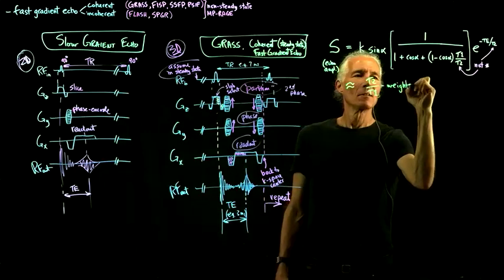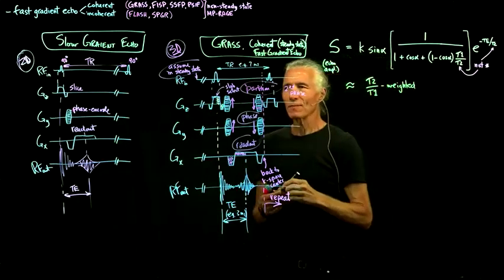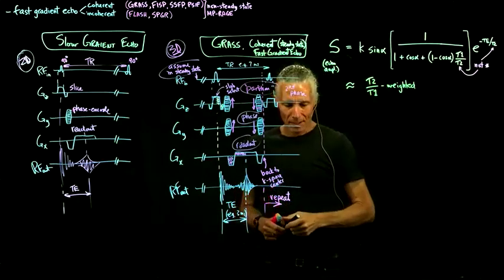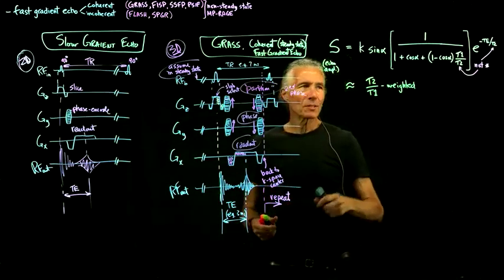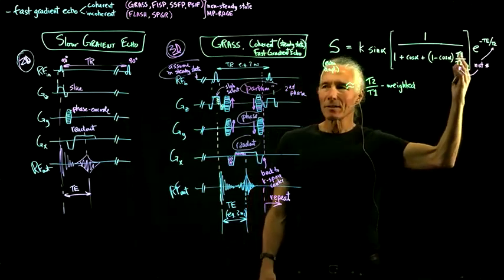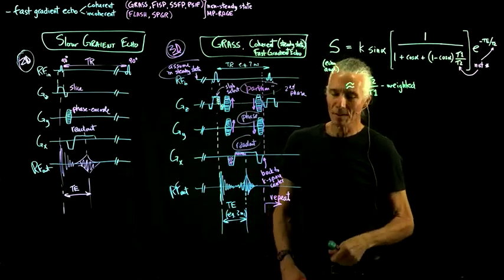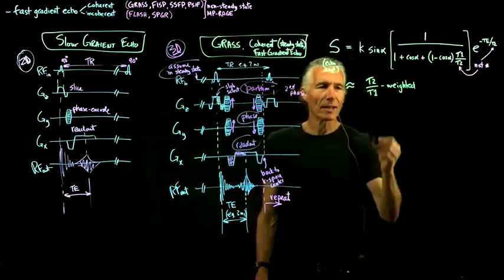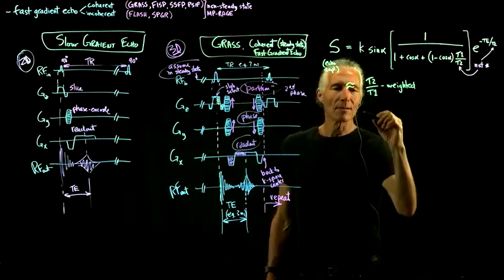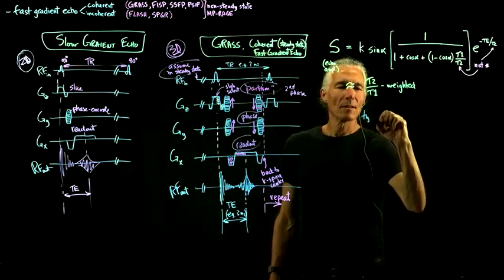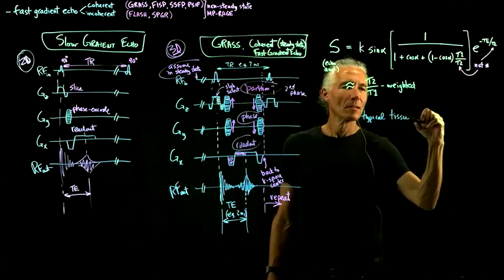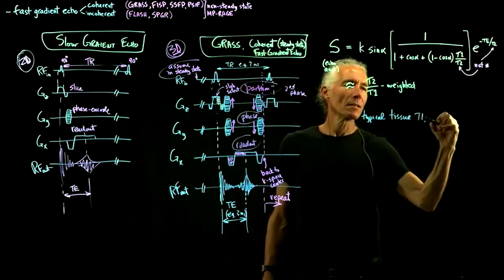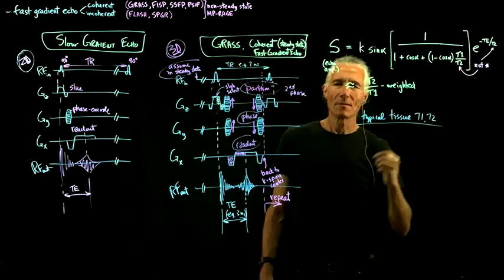So that's roughly what the images look like. And if we just insert values of T1 and T2 for different tissue types in there, what do you get? So you get something, typical tissue T1, T2.